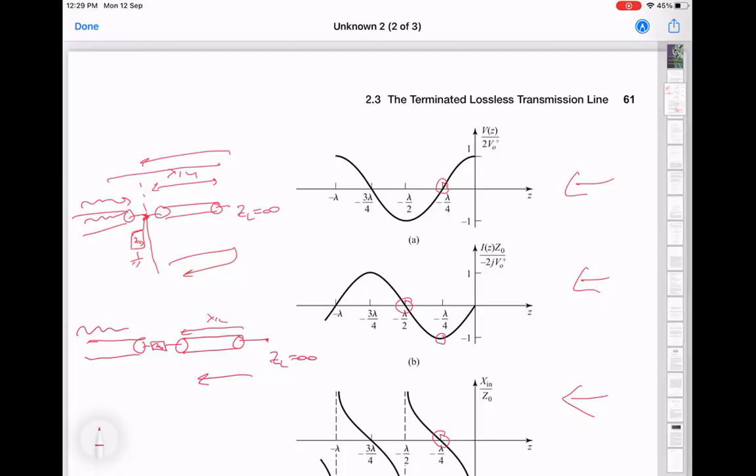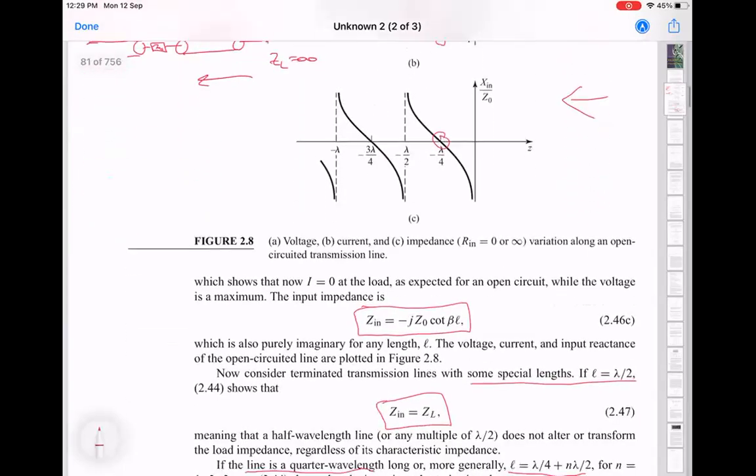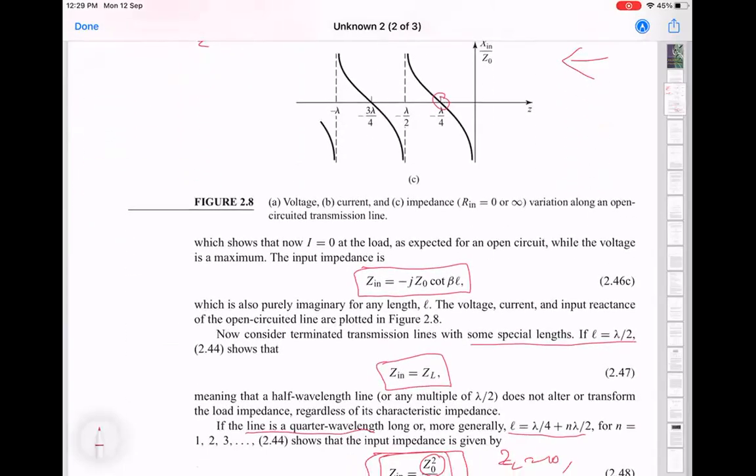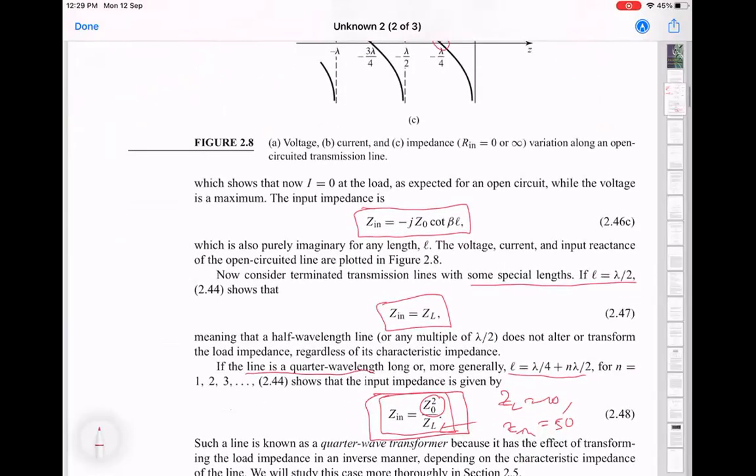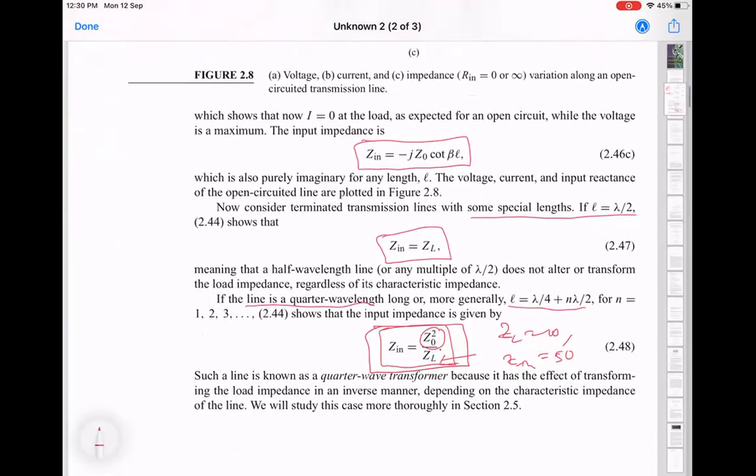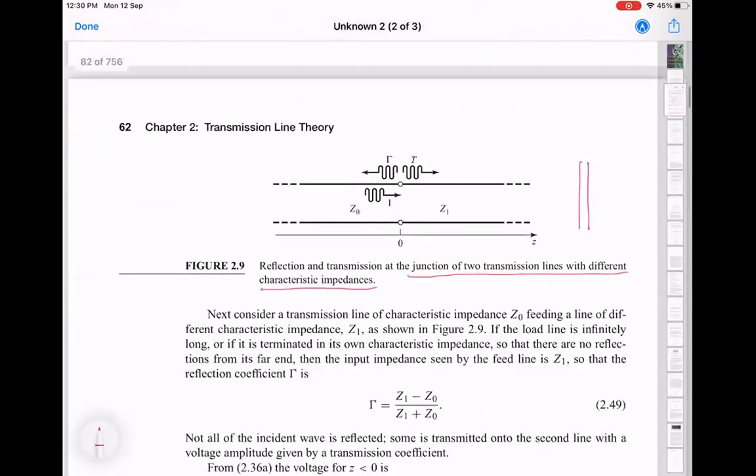Okay, so right now I'm being a bit vague. I will give specific examples of these kind of circuits. So of course, see that the open circuit you get cot beta L, and then this idea that length is lambda by 2, ZL is exactly equal to ZL. So it's something we already saw, and for lambda by 4 you get this formula. So we will now look at this.